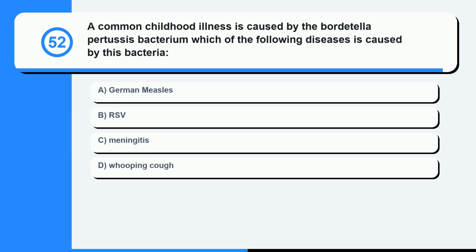Median plane. The median, or sagittal, plane runs vertically from front to back and divides the body into right and left portions. A mid-sagittal plane specifically divides the body into equal right and left halves.